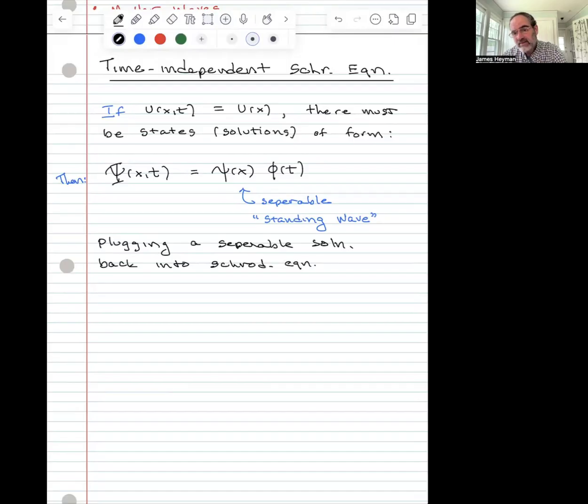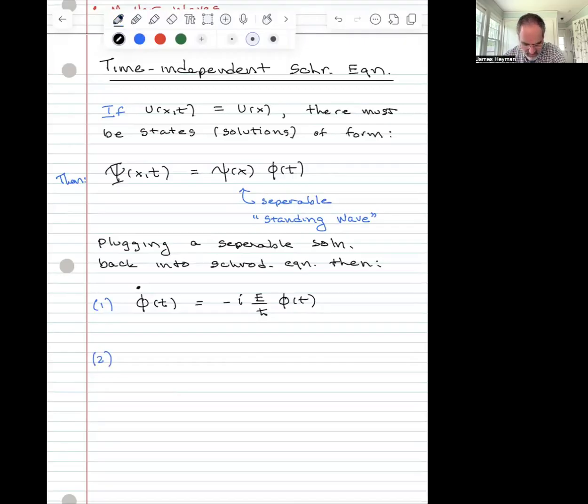then one finds that using separation of variables, Schrodinger's equation splits into two equations. And we find, first, that the equation for the time varying part, phi of t, is given by this: the rate of change of phi of t is equal to minus i E over h bar times phi of t. Okay?